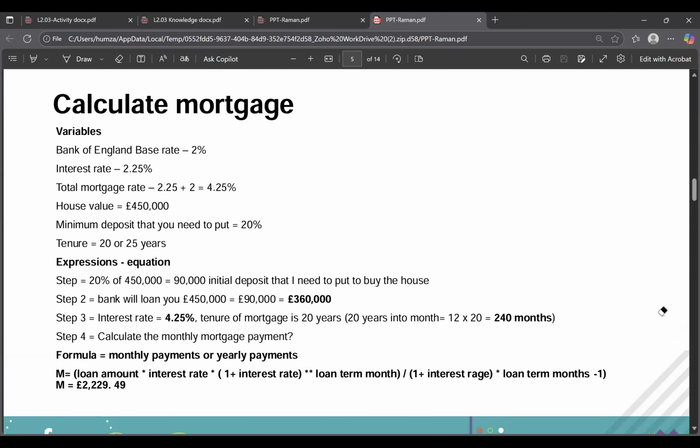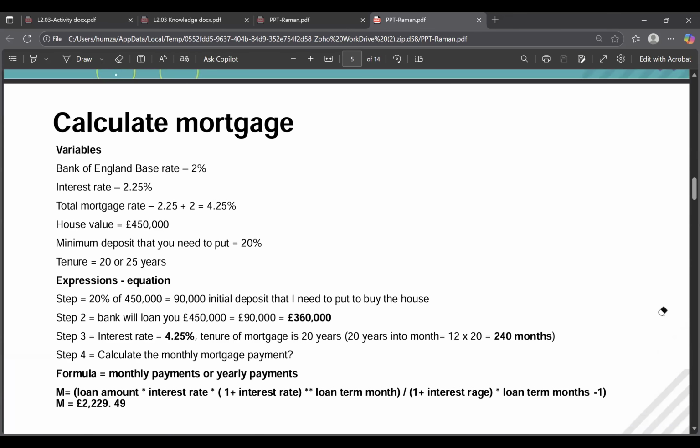So calculating a mortgage. Here's all the information about the mortgage. The Bank of England base rate is 2%. The interest rate is 2.25%. The total mortgage rate is 2.25% plus 2%, which equals 4.25%. The value of the house is 450,000. The minimum deposit is 20% you have to put, and the tenure is 20 to 25 years.